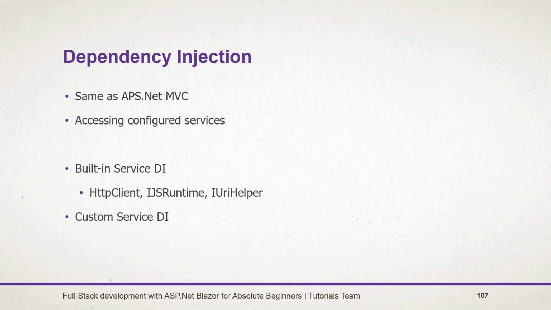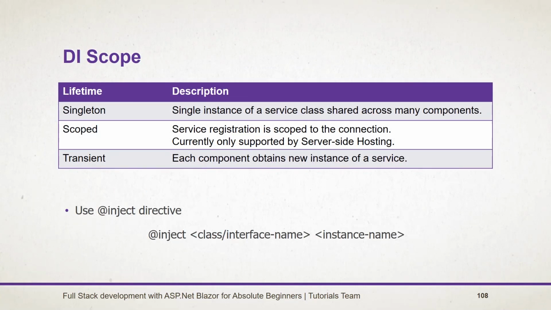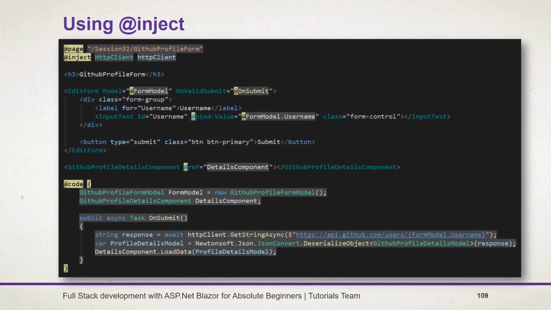Let's see what we have learned in this session. DI is a technique for accessing services configured in a central location. Built-in services of Blazor, for example HTTP client, JS runtime, and URI helper, are singletons. There are three kinds of lifetime of dependency injection. In this example, we have injected HTTP client using the inject directive. On submit, we have used the GetStringAsync method to obtain a response from GitHub API. Instead of this, you can also use the GetJsonAsync method or any other methods of HTTP client.